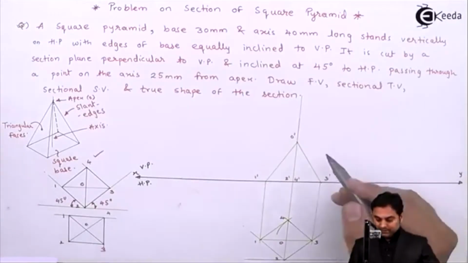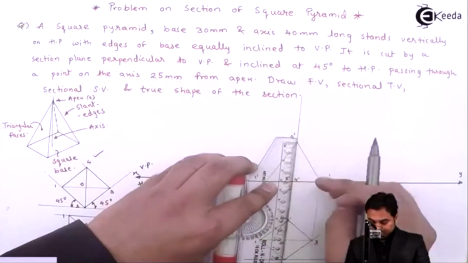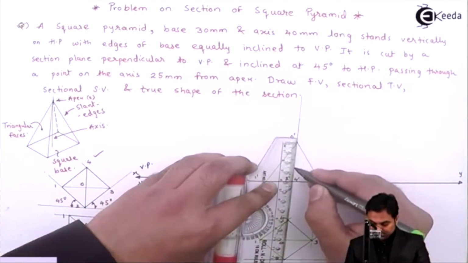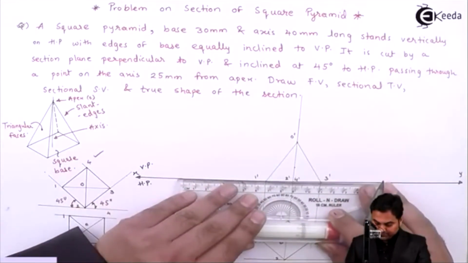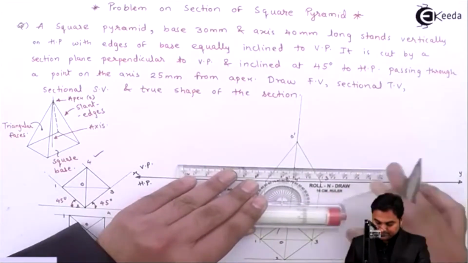It means apex is point O dash. From there I'll measure the distance as 25 mm, and from this point the cutting plane is going to pass.